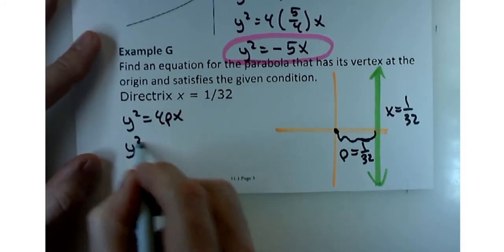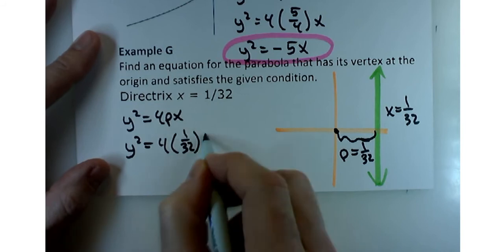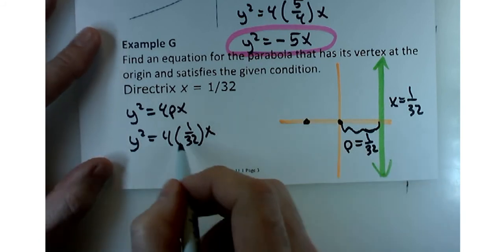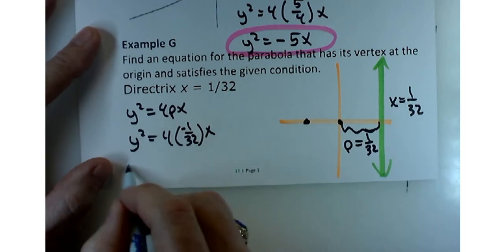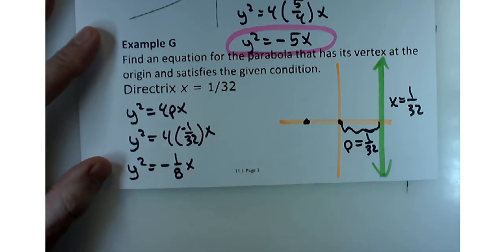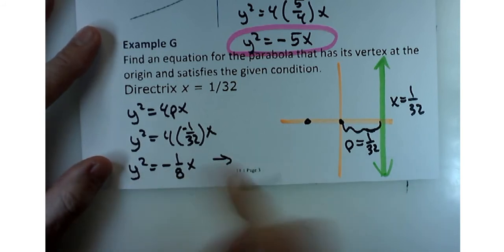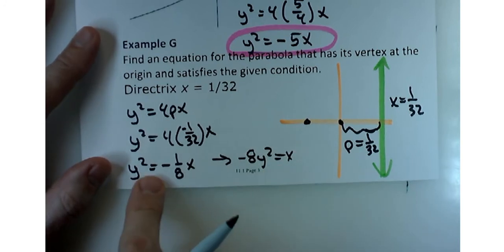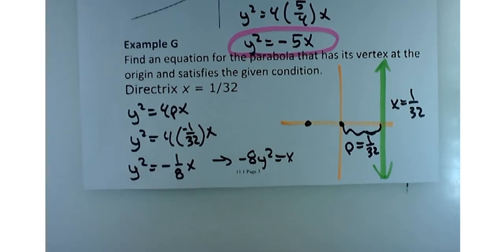That's going to be y squared equals 4 times 1/32 times x. And the astute amongst you might notice and already anticipate the fact that we're going to have to make that a negative. So y squared equals negative 1/8 x. You could, if you really wanted to, rearrange this by multiplying by negative 8 and get negative 8y squared equals x. Personally, I like this a little bit better, but it doesn't really matter to me one way or another.